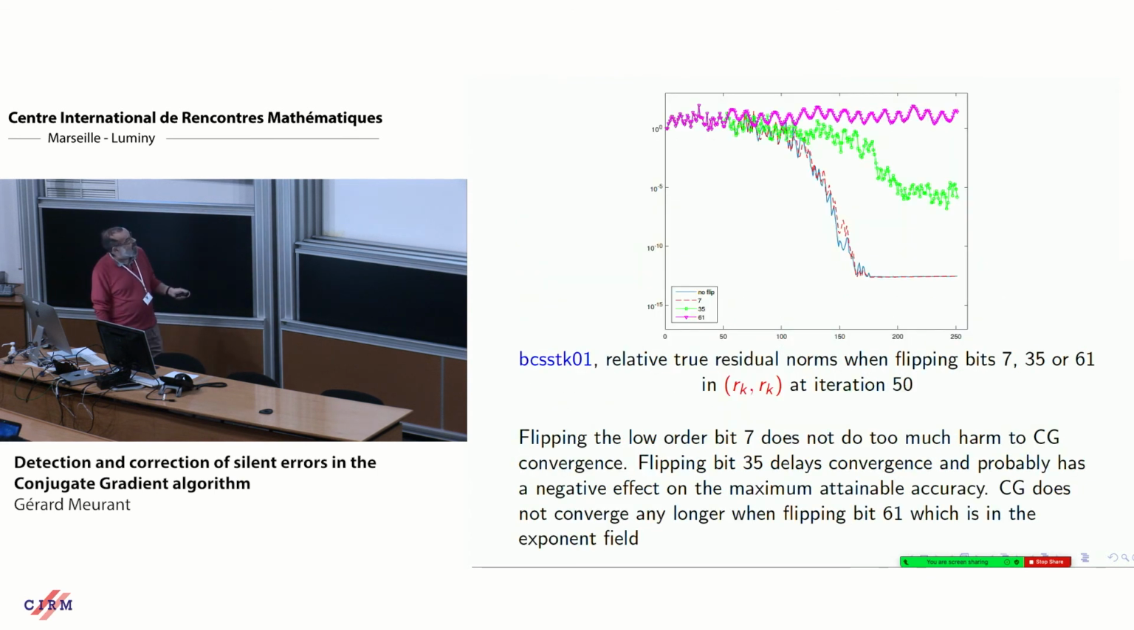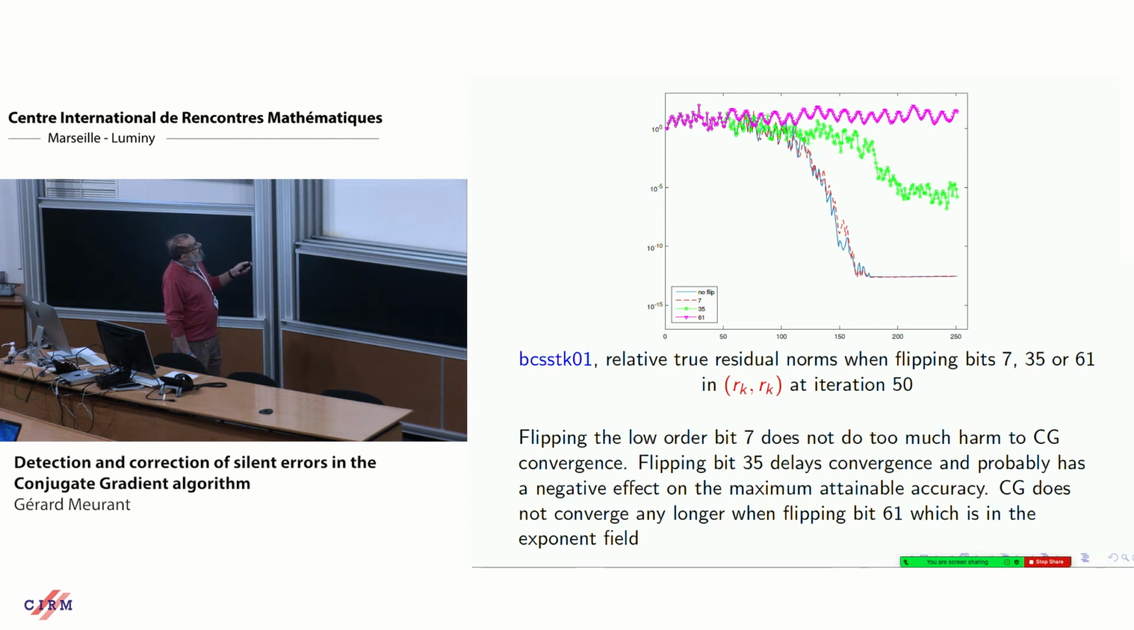And so here you are, an experiment. I'm flipping a bit on the output of this dot product while you compute the square of the norm of the residual vector. I'm doing that at iteration 50. I'm flipping only one bit: bit 7, which is a low order bit, bit 35, and bit 61.